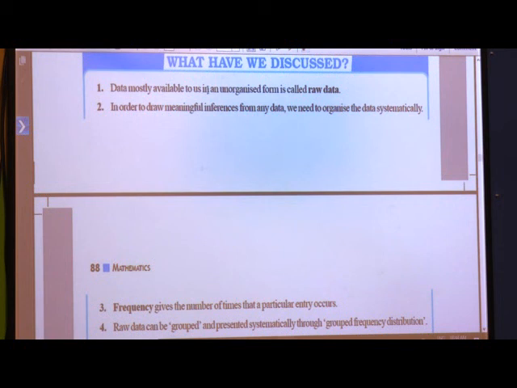Data mostly available to us in an unorganized form is called raw data. What is raw data? The data which is available in an unorganized form. In order to draw meaningful inferences, meaning conclusions, from any data, we need to organize the data systematically. Whenever we are getting the data, mostly it is available in unorganized form, that is raw data.